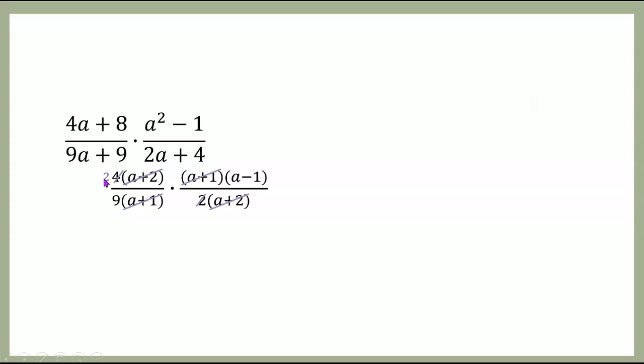And now we have reduced to lowest terms. There are no more common factors to get rid of. So we have 2 times a minus 1 on top over 9 on the bottom. You can leave it like that for your final answer, or you can multiply through as 2a minus 2 over 9, or you can think we got a 2 over 9 times the quantity a minus 1. All three of these are equivalent. I would accept any one of them as the final answer.